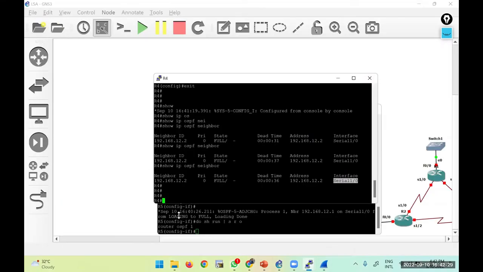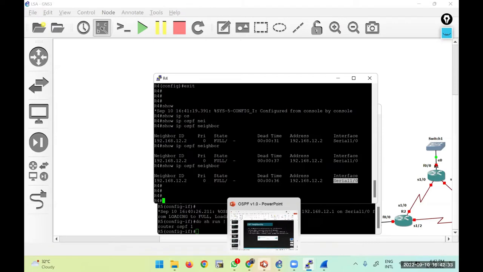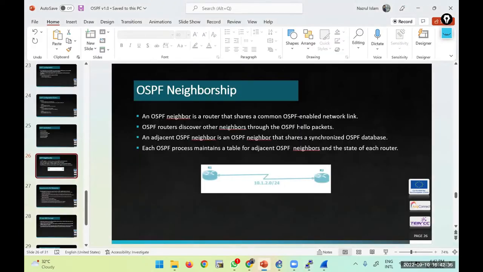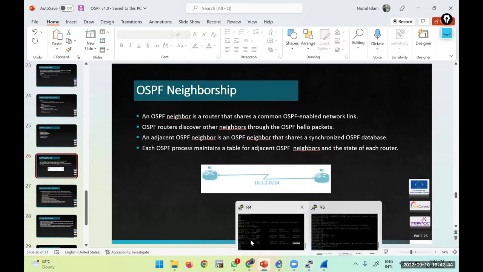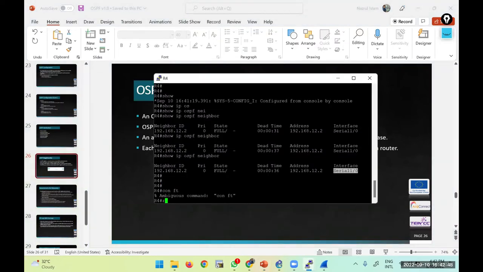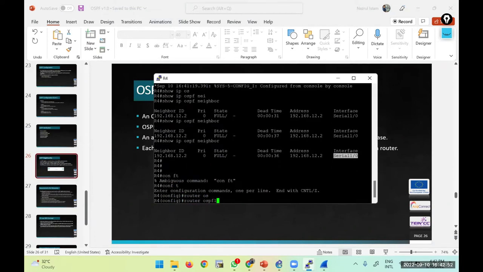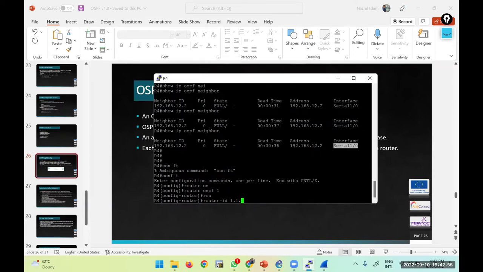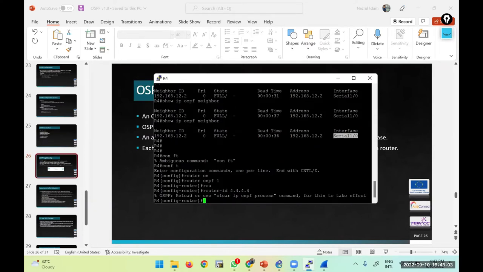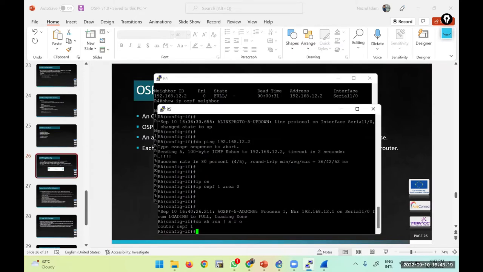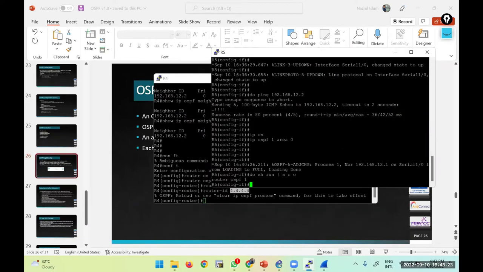Now see, what I said, router ID has to be unique on both routers, right? So we have to configure the router ID, like router ospf 1, then router-id 4.4.4.4 is the router ID of R4. If you configure the router ID now, after the neighbor adjacency, then we have to clear the OSPF process to change the router ID, because the adjacency already happened. On the other side, first let's configure the router ID in router 5 also.